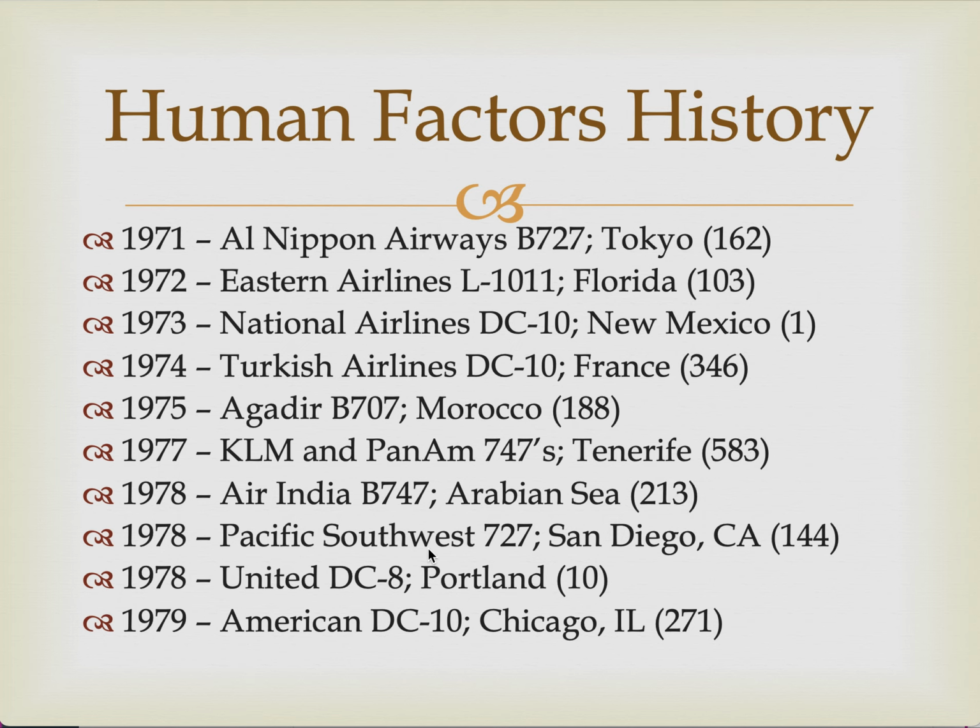You had right here in sunny San Diego, a Pacific Southwest Airlines Boeing 727 collided with a 172 doing some instrument training right over North Park, just southeast of downtown San Diego, or east of downtown San Diego. 144 people died both in the air and on the ground in that one. We had a DC-8 run out of fuel on its way into Portland because they were troubleshooting a landing gear indication, and 10 people died.